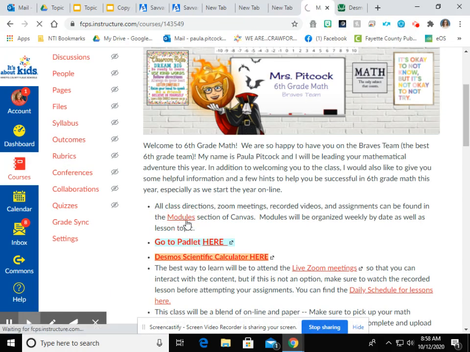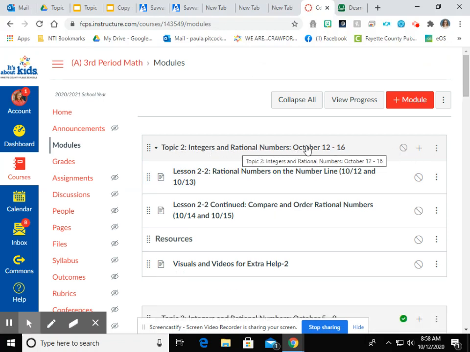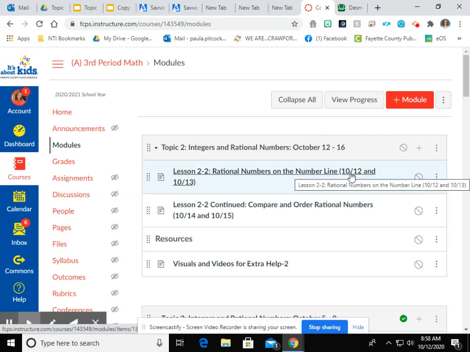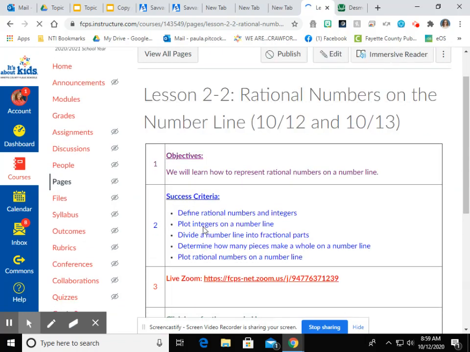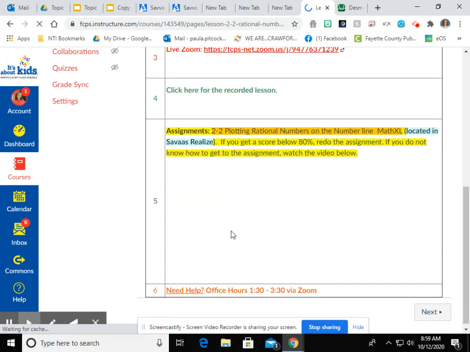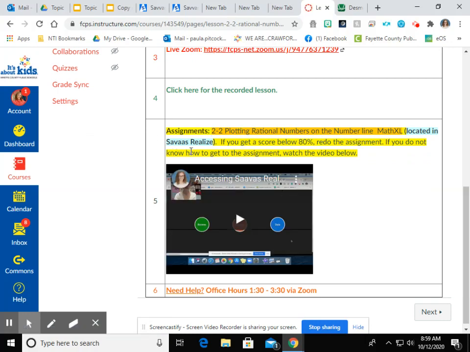You could also look in modules for your assignment. So when we go to modules for math, you will see your topic 2, integers and rational numbers, for this week's date. Today is either going to be October 12th or 13th for your class. And when you click on this, it will have the recorded video that you're watching now. It has our objectives and it has your assignment, 2-2 plotting rational numbers.